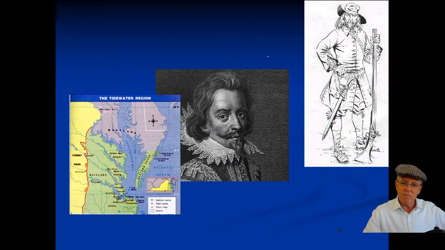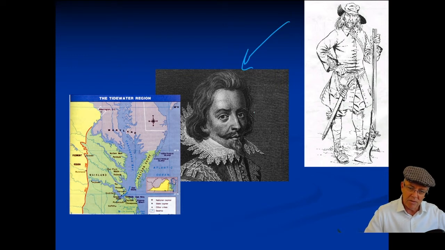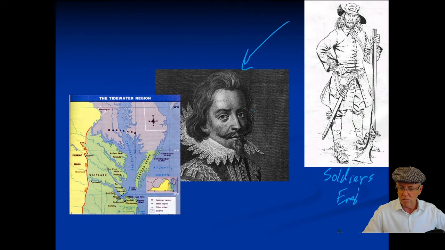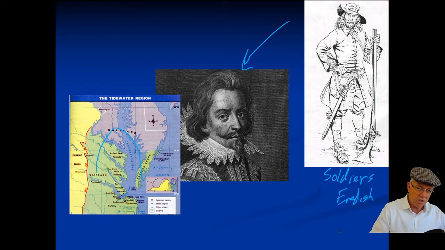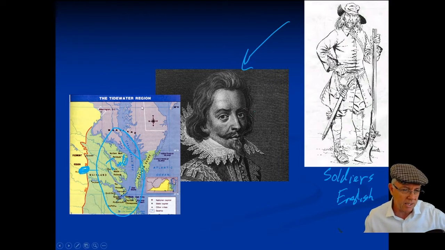Here is an engraving of Bacon. This is the soldier of the 1600s, the typical English, European soldier image. Again, this is the Tidewater region here. That's known as the Tidewater. And then this is where you're getting the conflict in the West, yes.